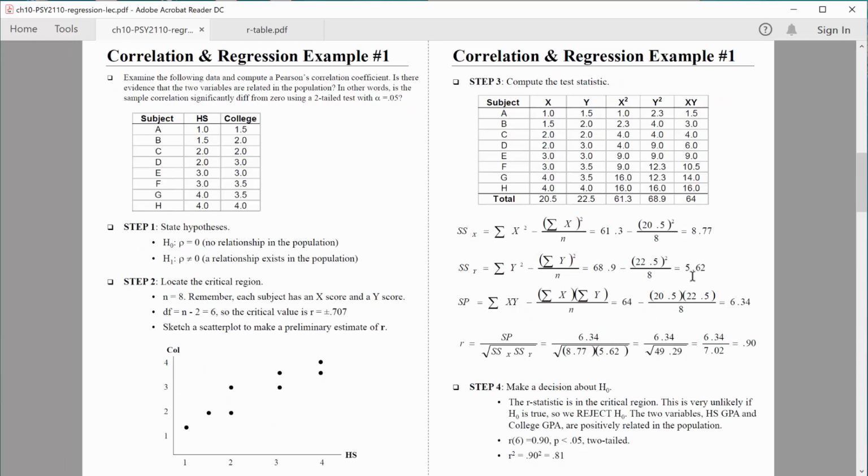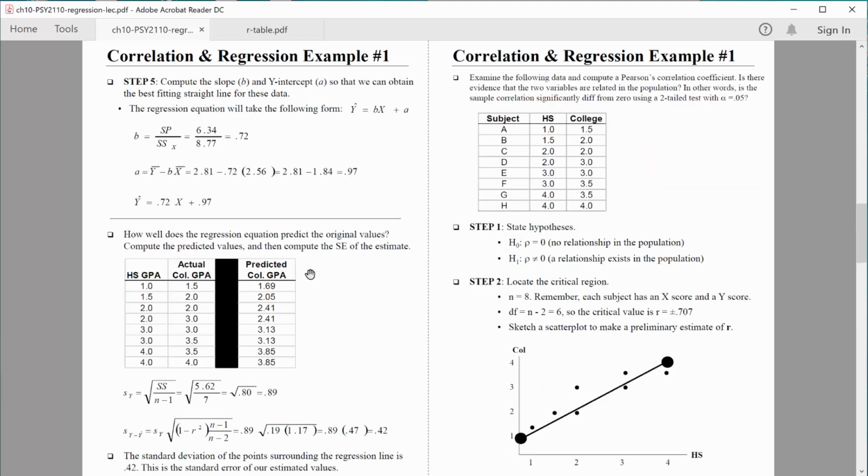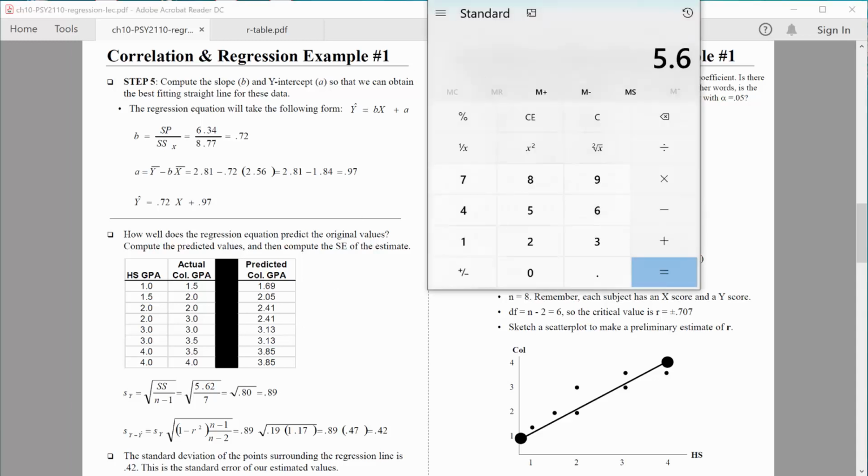It equals 5.62. So in my equation, I'm going to take 5.62 and divide by n minus 1. We can remind ourselves that we have 2, 4, 6, 8 pieces of information. We have an n of 8. 8 minus 1 is 7. So we're left with 5.62 divided by 7. Let's crunch that real quickly. 5.62 divided by 7 equals about 0.80.